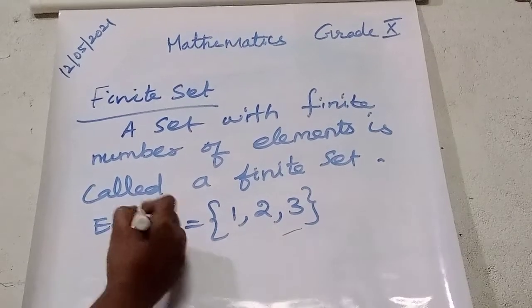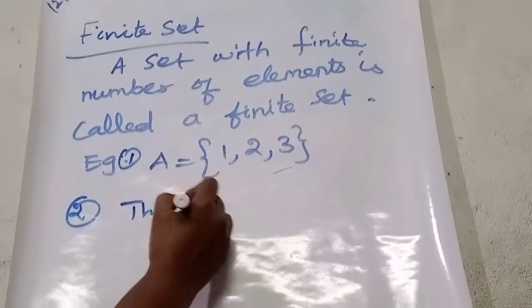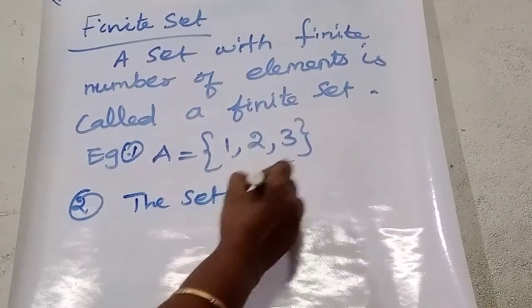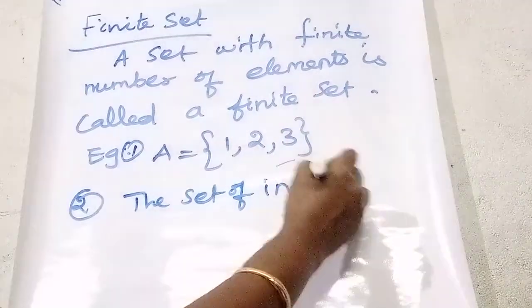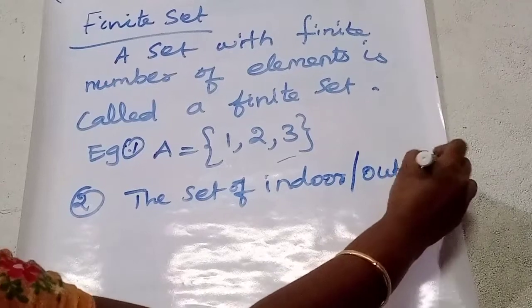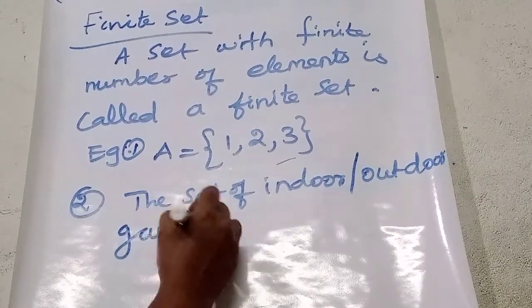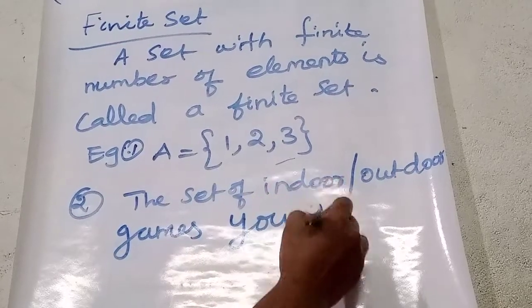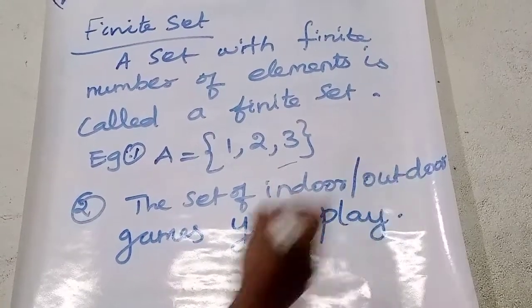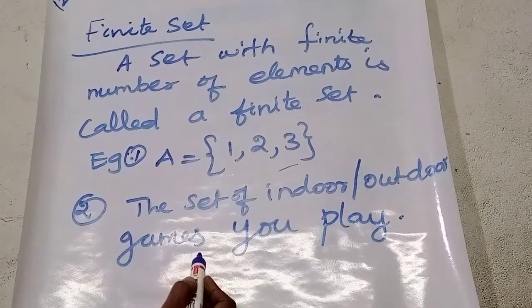One more example: the set of indoor or outdoor games you play. That is also a countable number, so this can also be called a finite set.